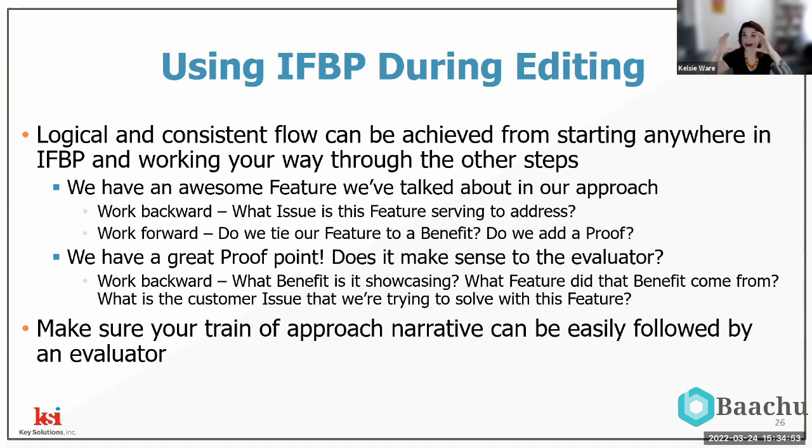Say we have a call out box and we've given them a great proof point. Awesome. Does it make sense to the evaluator, or are they going to be reading through and say, well, where did this proof point come from, right? So work backwards. What benefit does this proof point tell us about? What feature of our company is this benefit coming from? And then what issue, why are we giving them this feature, right?